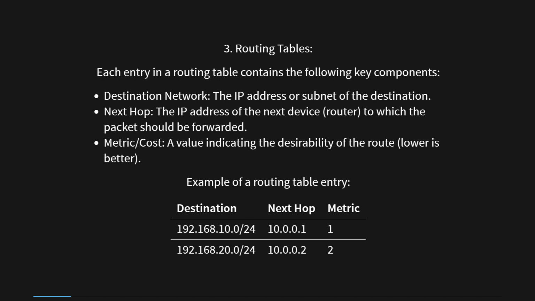The routing table serves as a decision-making tool, enabling routers to make informed choices about how to route packets through an interconnected network of devices. In the provided example, we see 2 entries in the routing table, showing that packets destined for the subnets 192.168.10.0/24 and 192.168.20.0/24 will be forwarded to the next hop devices with IP addresses 10.0.0.1 and 10.0.0.2, respectively, with corresponding metrics of 1 and 2 indicating their desirability.